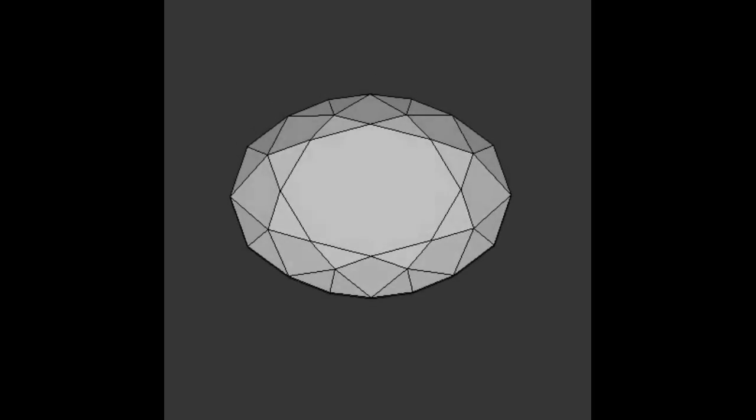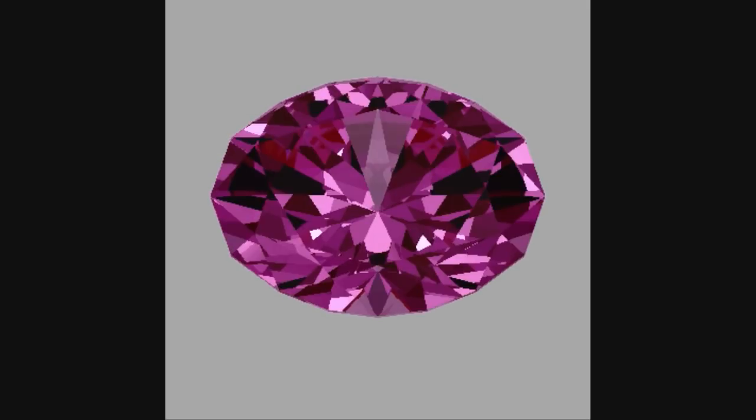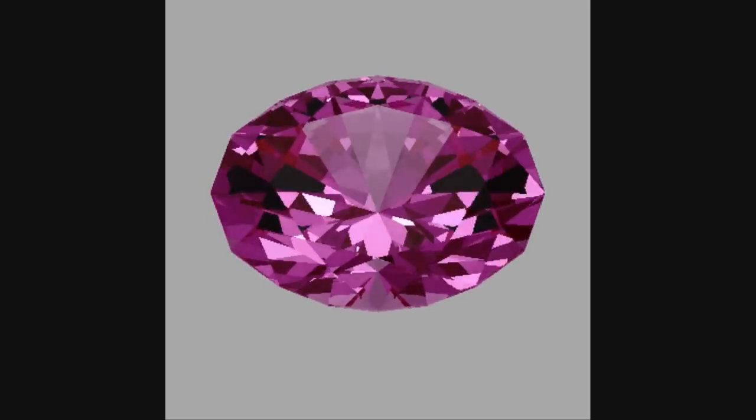So that's what the completed cut will look like, and I will throw in a computer generated GIF of roughly what the gem would look like on completion.